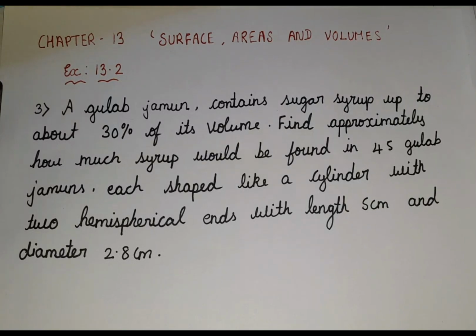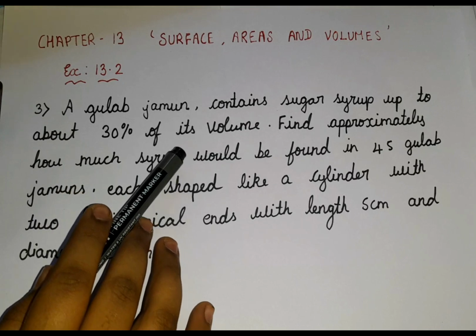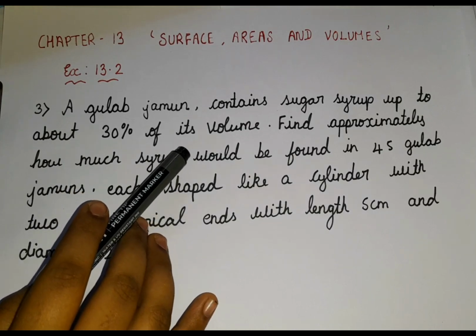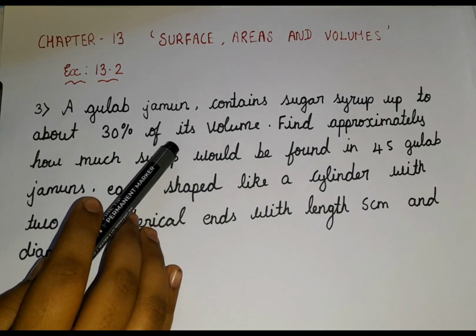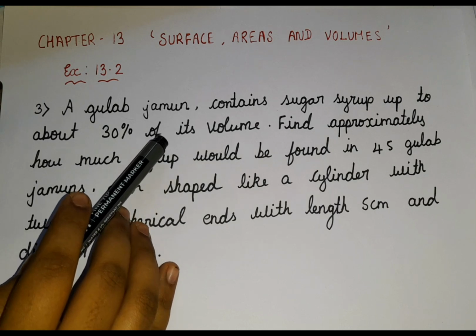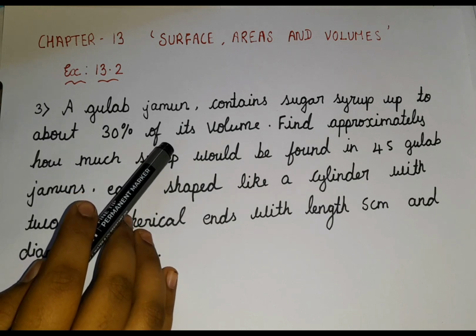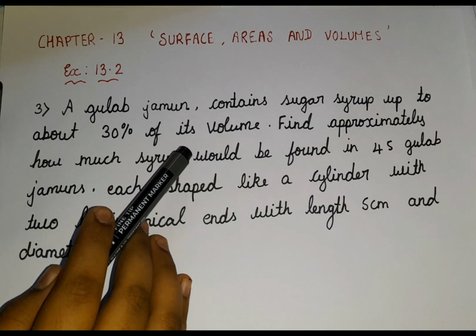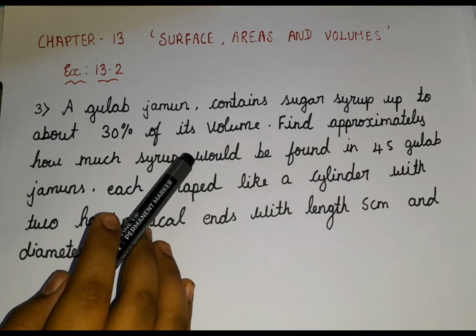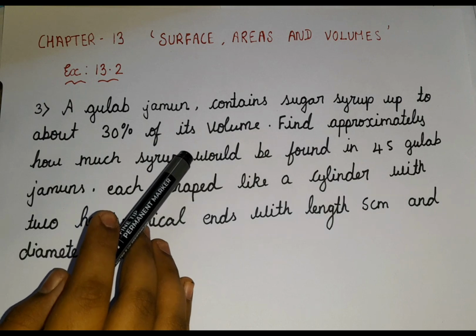Okay guys, so now let us understand this question. There is a gulab jamun. In this question, the gulab jamun is not in a circle shape. It is somewhat like a cylindrical and hemisphere shape. Even we'll draw the figure, and at that time you will understand.